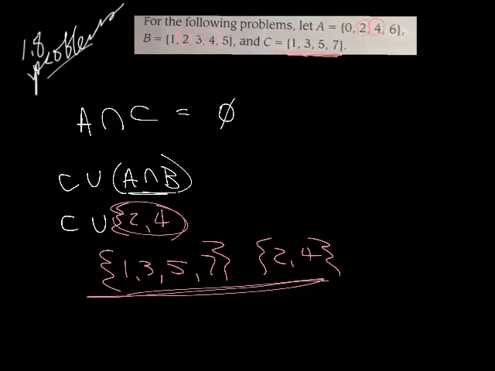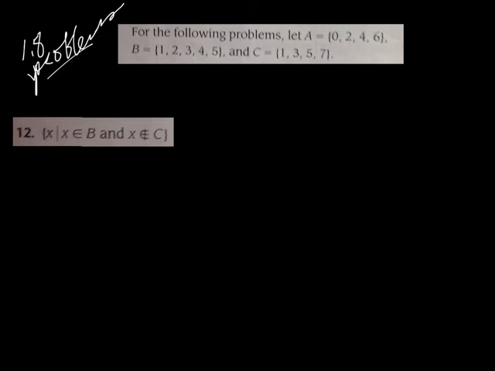Alright, so let's jump to 12. So again, this is the instructions, and this is what we're looking for. X such that X is an element of B, but is not an element of C. So what are the elements of B? The elements of B are 1, 2, 3, 4, 5.